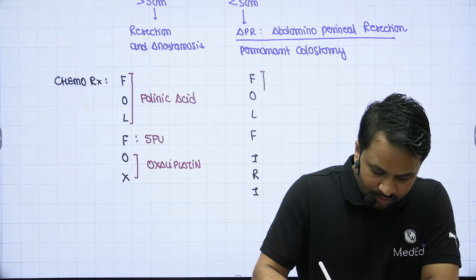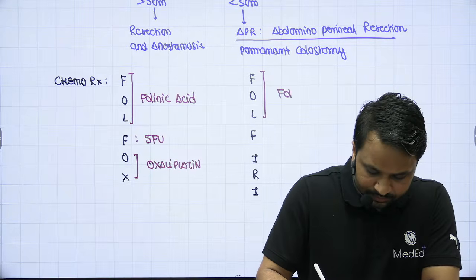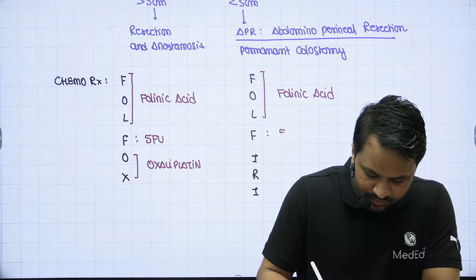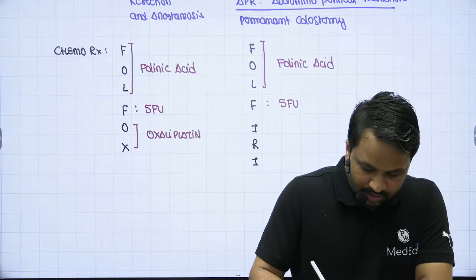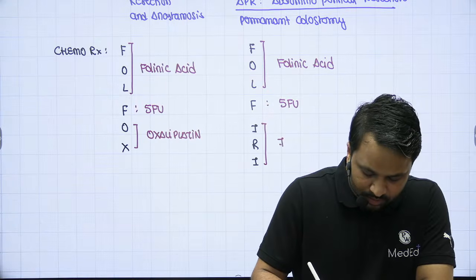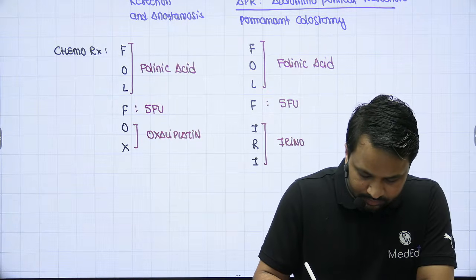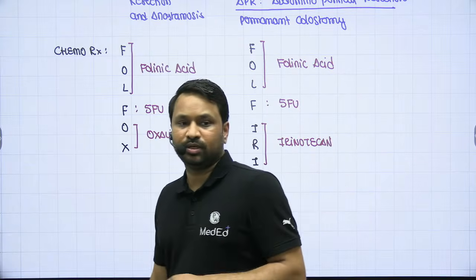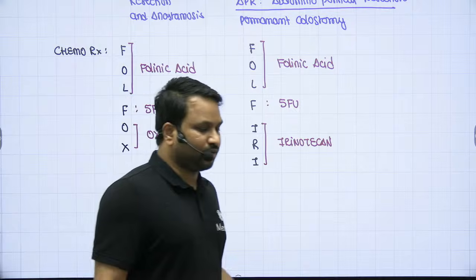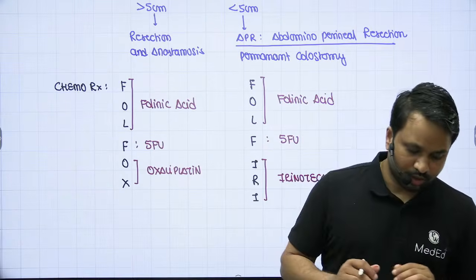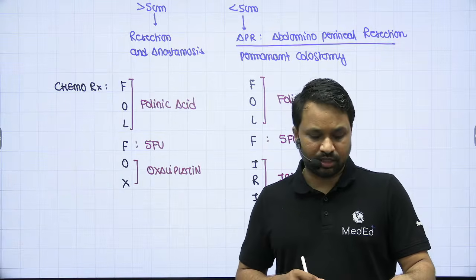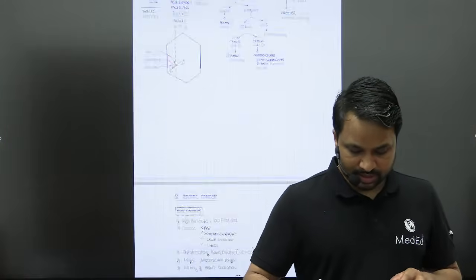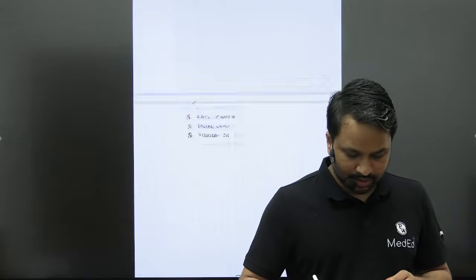In the other one also, FOL stands for folinic acid, F stands for 5-fluorouracil, and then you have the irinotecan. So these are the chemo regimes that you have to follow with rectal cancer. So this is how you will manage your patients of rectal carcinoma. Clear? So we finished our second 10 marks question, that is rectal cancers.